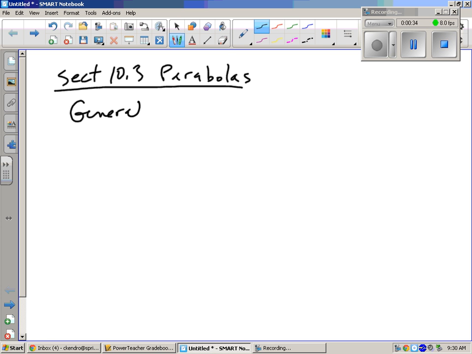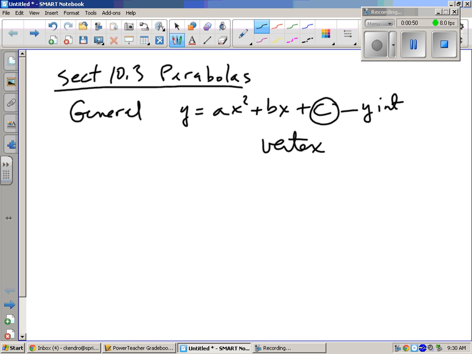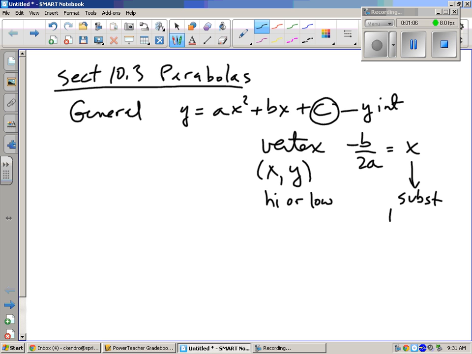So the general form of a parabola is y equals ax squared plus bx plus c. In this form, the c is your y-intercept. In order to find the vertex, you need to do negative b over 2a. That gets you the x part of your vertex, which is just a point. Remember, it's your high or low point. And to get the x, then you substitute that back in to get y. Okay, so that's something that you've done in the past.